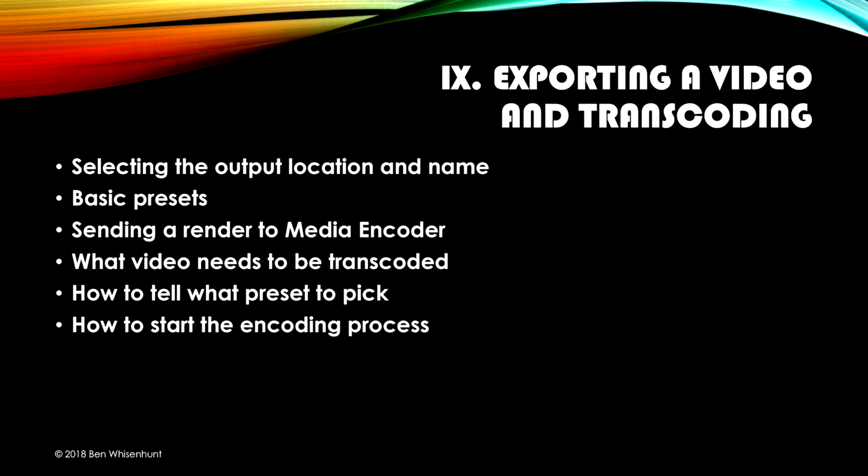So in this module, we talked about exporting a video and transcoding. We talked about how to select the output location and name, the basic presets, sending a render to the Media Encoder, what video needs to be transcoded, how to tell what presets to pick, and how to start the encoding process.